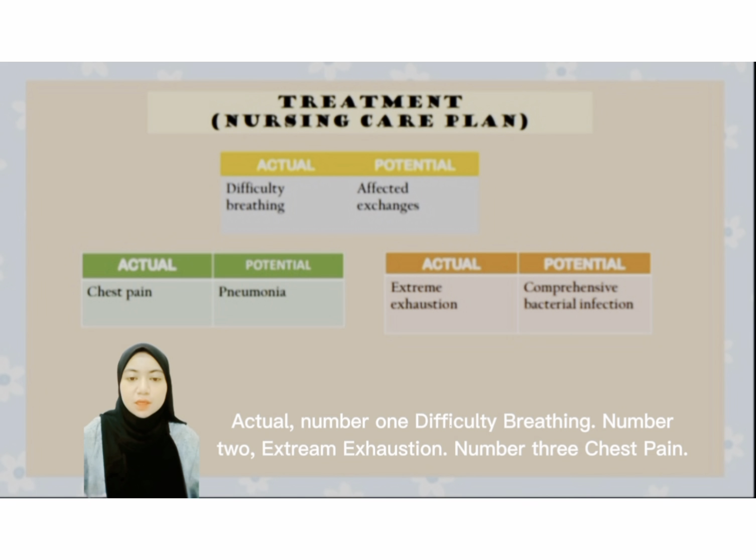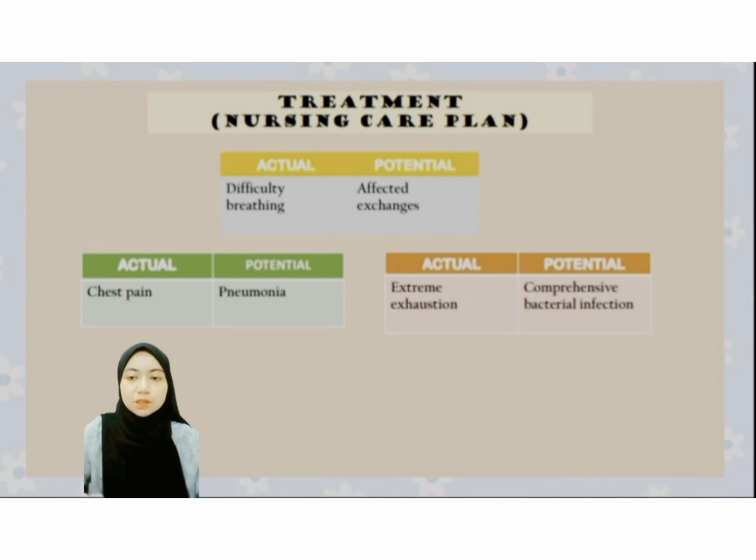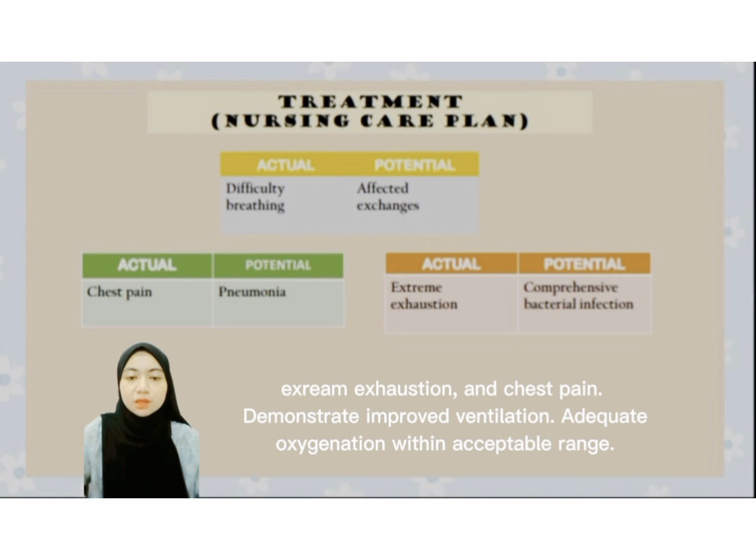Today I will present about the nursing care plan: actual, potential, and rehabilitation. Actual: number 1, difficulty breathing. Number 2, extreme exhaustion. Number 3, chest pain. Assessment. Objective, short-term goal: after 8 hours of nursing intervention, the patient will report decreased difficulty breathing, extreme exhaustion, and chest pain, and demonstrate improved ventilation and adequate oxygenation within acceptable range.